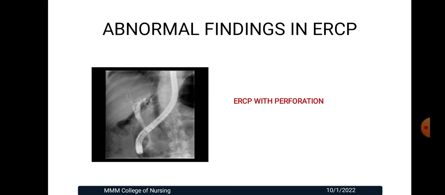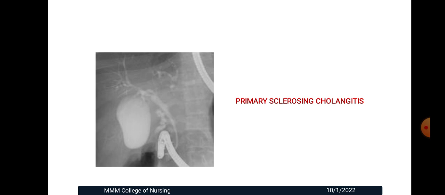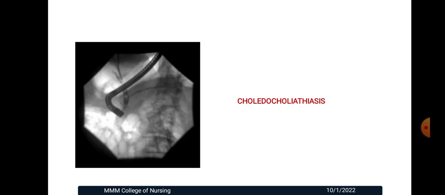Abnormal findings in ERCP. This picture shows primary sclerosing cholangitis. This picture shows choledocholithiasis.